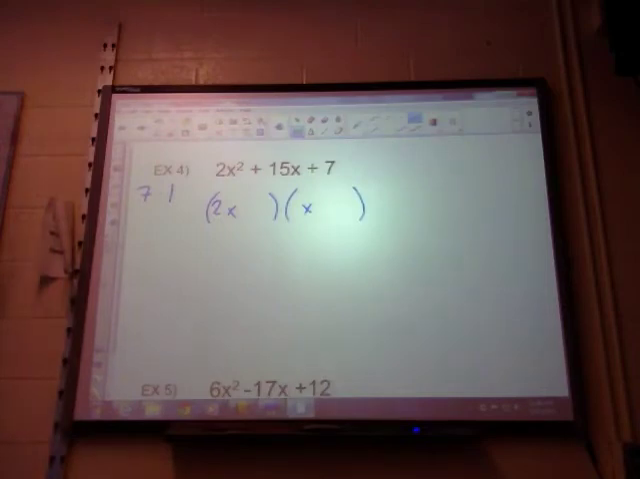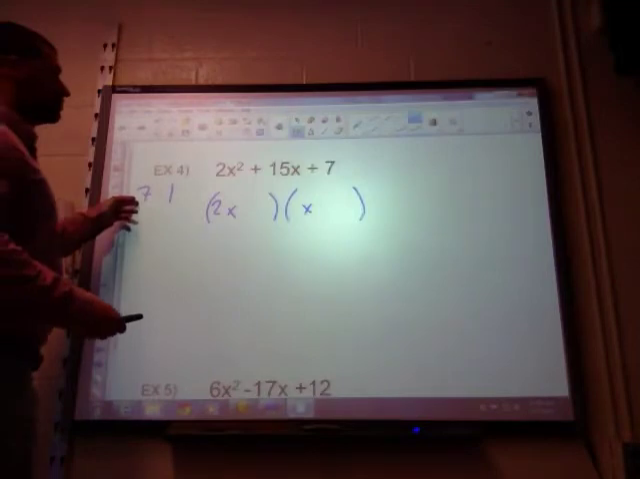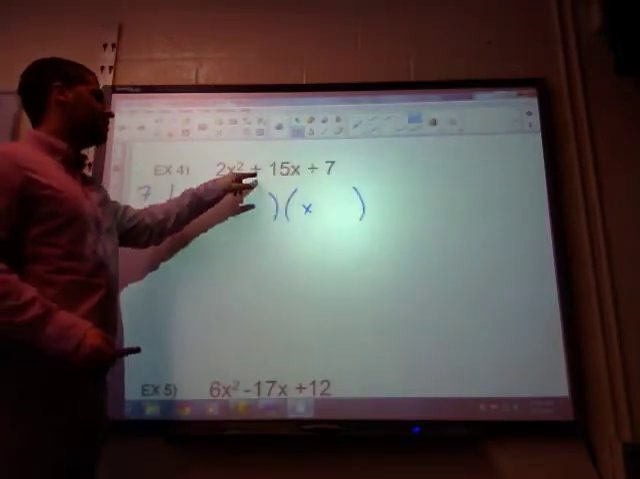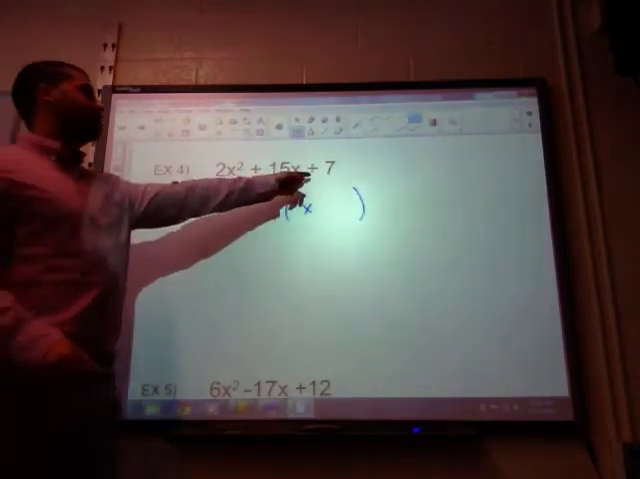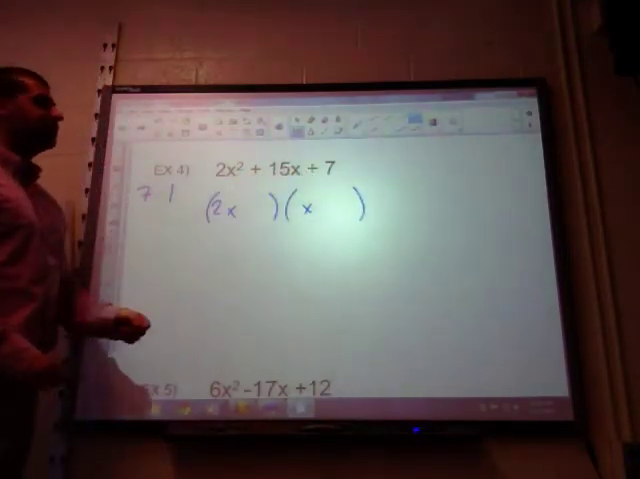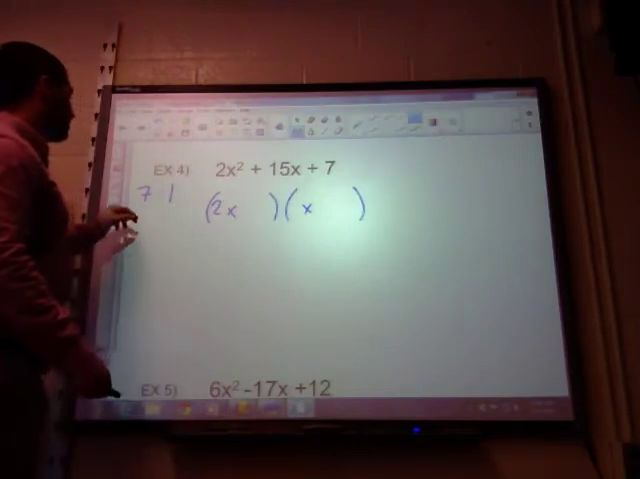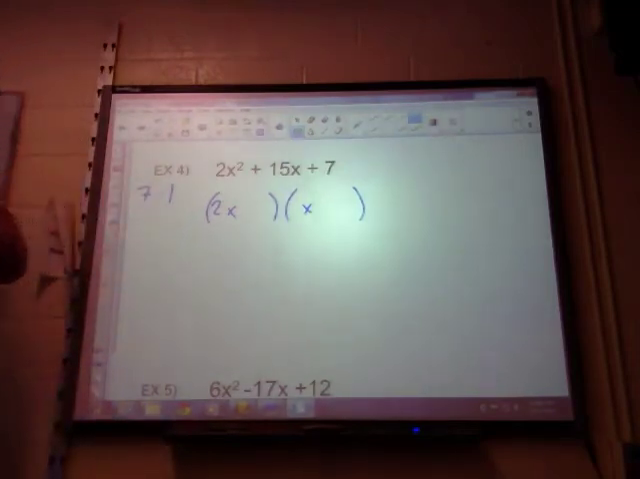Now here's what we need to figure out. Where does the 7 go? Where does the 1 go? Both of these factors are positive, by the way, because this is positive and this is positive. Remember, if this were negative and this were positive, then we'd have two negative factors. If this were negative, then we would have one negative, one positive.